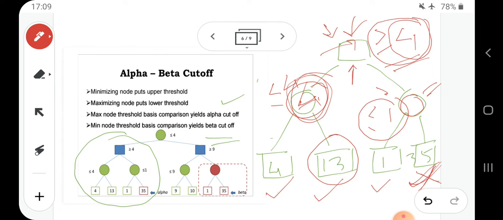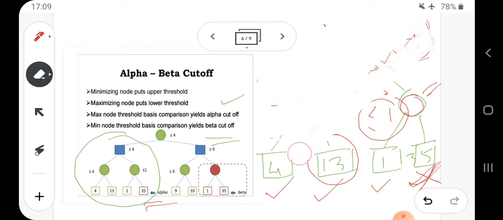So how did we decide that we won't go for the evaluation? Because of this thresholding, because of this maximizing node thresholding, which is 4. So with respect to the maximizing node, we have compared something and we have discarded a node. So that's an alpha cutoff. You can see over here, that's an alpha cutoff. So this 35 will be termed as an alpha cutoff.